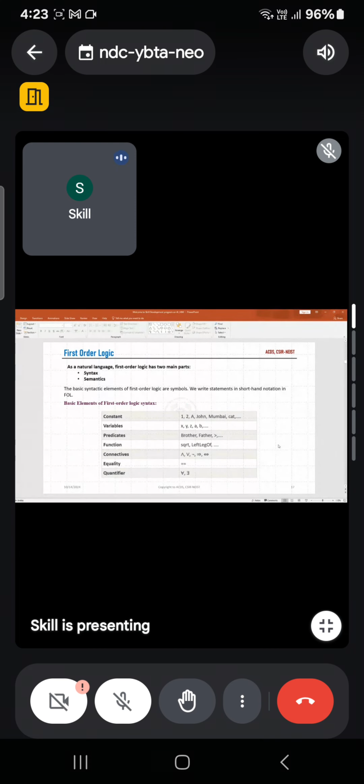As a natural language, first order logic has two main parts, syntax and semantics. Syntax will be the formal rules that define the structure of expressions in first order logic. And semantics provides the meaning to syntactic structures, typically defined using interpretations, for example, set of objects, true or false based on the assigned relations. And the syntax will include the symbols, formulas, etc. So both things will be included in the natural language so that we can explain it through first order logic.